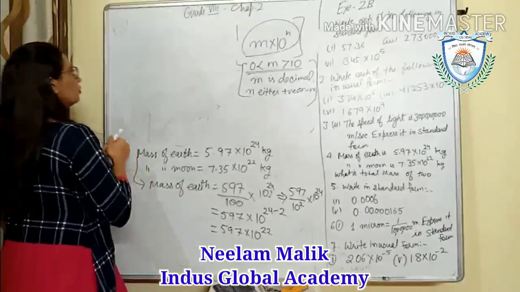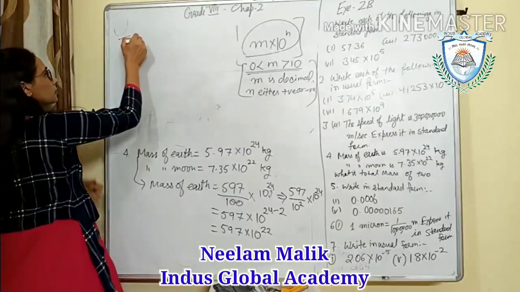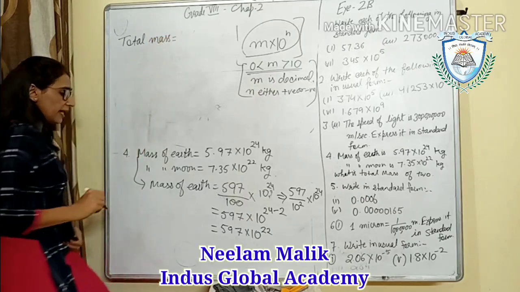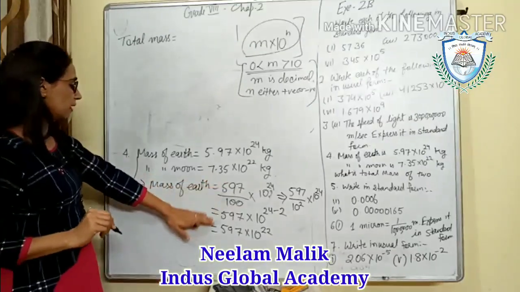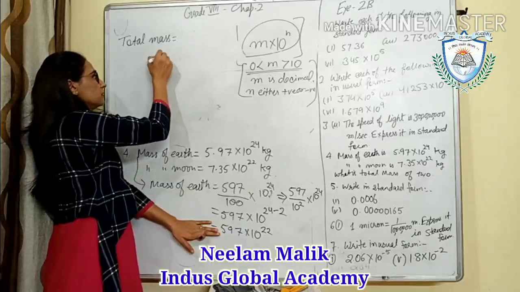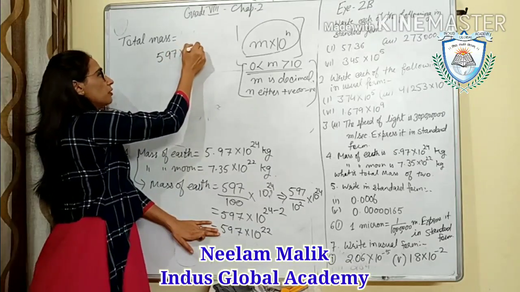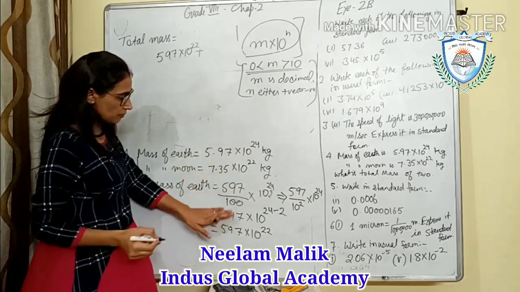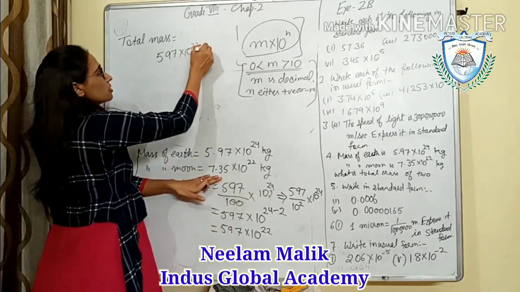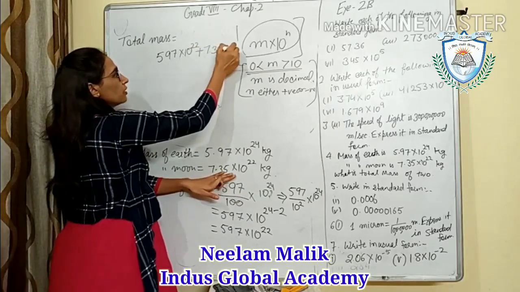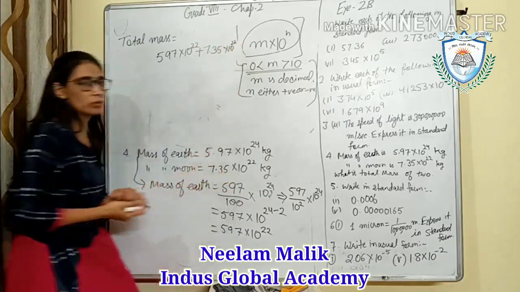We have to find out total mass. So add that. What is the mass of Earth? That is 597 into 10 raised to power 22, plus what is the mass of Moon? That is 7.35 into 10 raised to power 22.